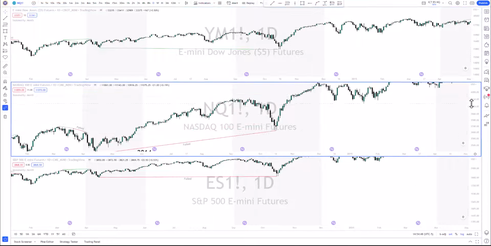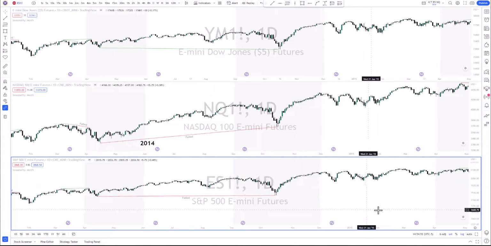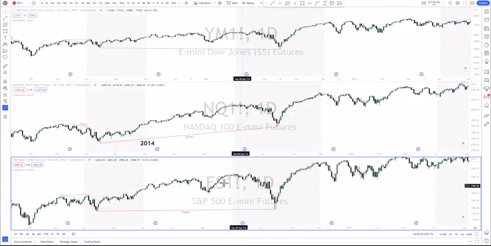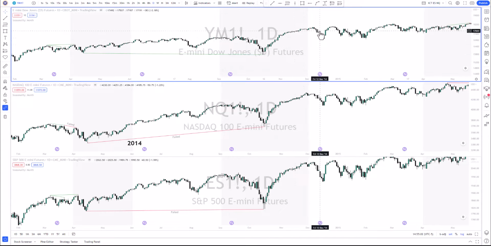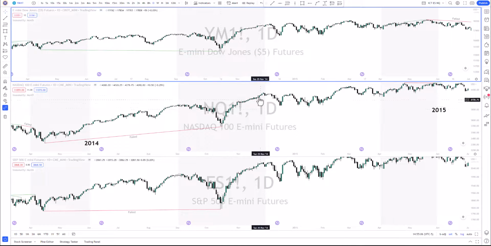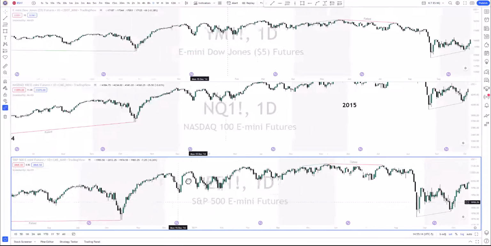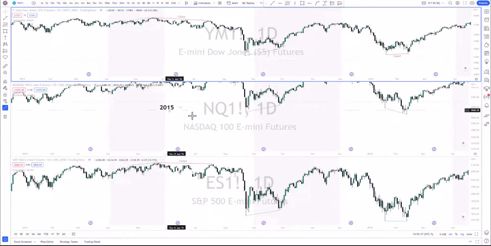And in 2014, you can see here we failed to make, I had to go all the way back to April, but we failed to make a lower low, which it did in the Dow, and then this grinds up through the end of the year. So I mean, we've been seeing that this has been bullish many times into that end of the year. So I think that's pretty awesome to see.